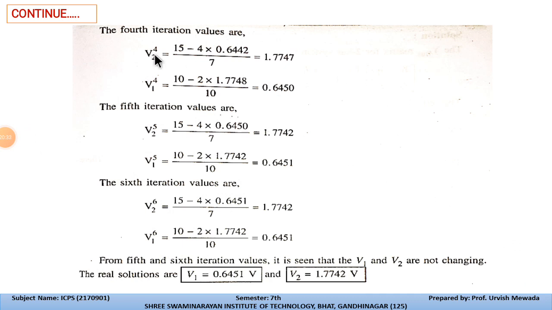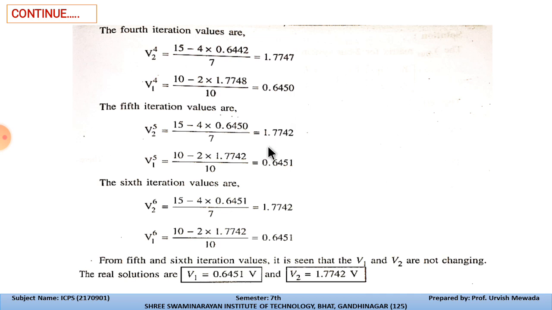Now the fourth iteration is V2 raised to 4. So we are following the same equation and we are putting the value that we get from the last iteration, that is the third iteration. By putting the values of this and the answer of the third iteration, you will have the value of the fourth iteration, that is V2 raised to 4 will be 1.7747 and V1 raised to 4 is 0.6450.